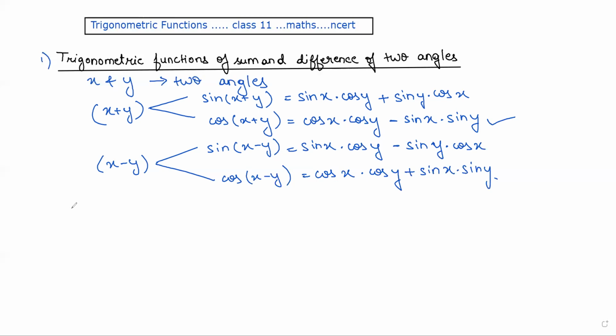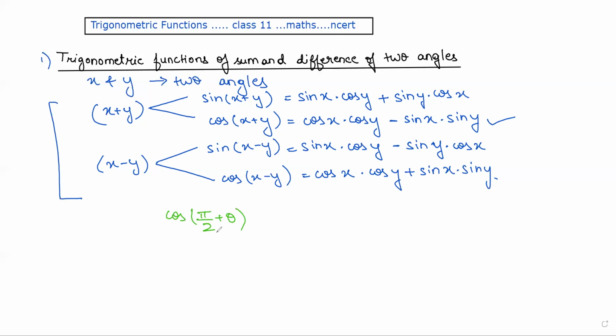Okay, so using these four basic formulas, we can derive all the formulas that we studied in the last class, which was formulas for trigonometric functions of allied angles. For example, let's derive one formula. Let's say we want the formula for cos of pi by 2 plus theta.